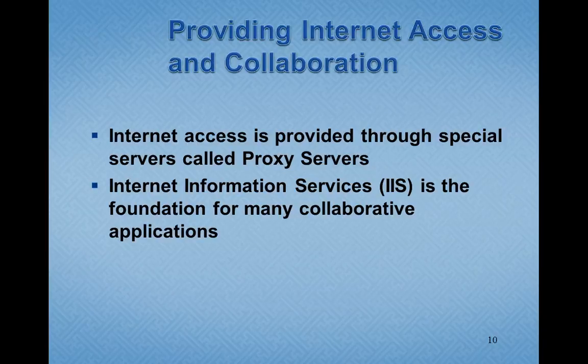When you're providing internet access and collaboration, you've got to remember that internet access is provided through special servers, not always proxy servers, but we do have proxy servers and also network address translation that can help when you have exhausted all your IP addresses and you still need to get out to the network. And then there's also IIS, or Internet Information Services, and this is the foundation for a good many collaborative applications.